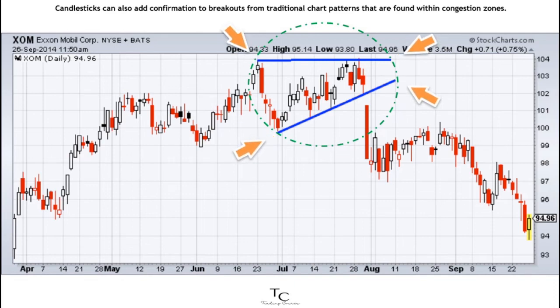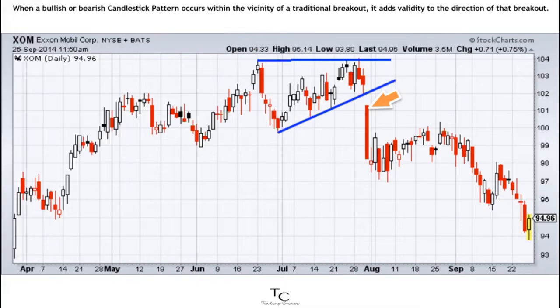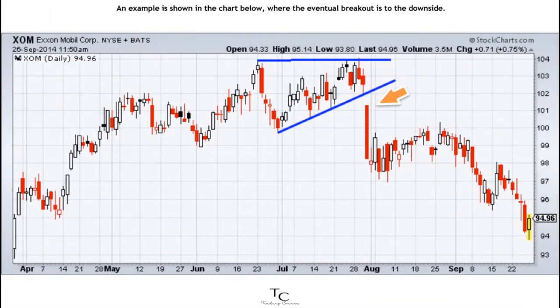Candlesticks can also add confirmation to breakouts from traditional chart patterns that are found within congestion zones. When a bullish or bearish candlestick pattern occurs within the vicinity of a traditional breakout, it adds validity to the direction of that breakout. An example is shown in the chart below, where the eventual breakout is to the downside.